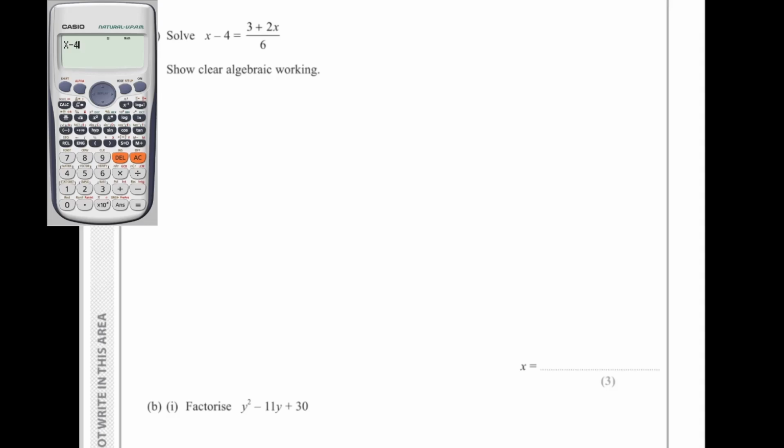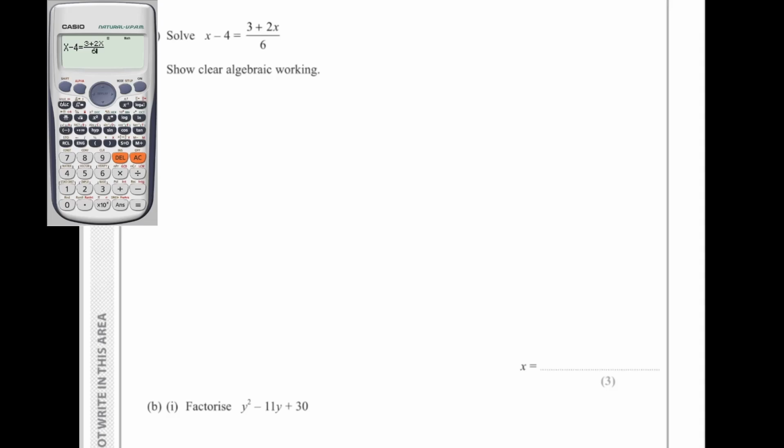Whenever we include an equal sign to solve the equation, don't use this equal sign. Rather, use this one. Can you see there is an equal sign on the CALC key? It is in red color, so you have to go with alpha and CALC. Then we are getting the equal sign. After that, fraction key, 3 plus 2, again alpha and this bracket to get x, over x plus 6. So I'm done with the equation as it is in the question.